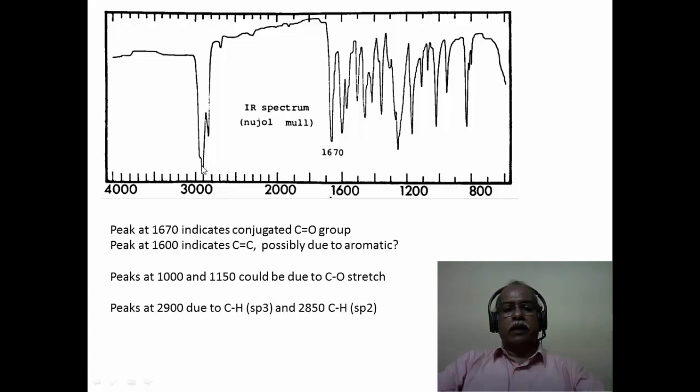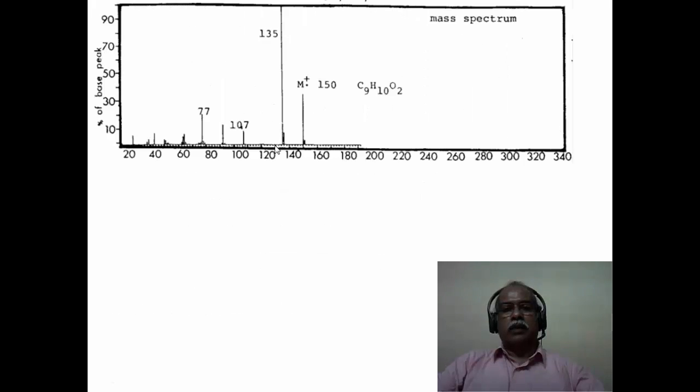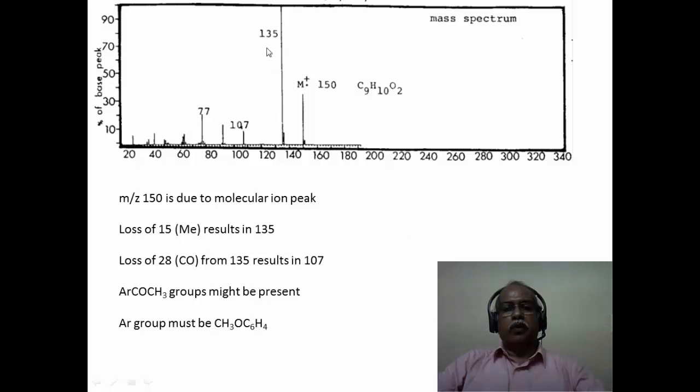And the peak at 2900 to 2850 corresponds to the sp3 and sp2 type of CH stretching frequency, which is fairly intense in this region of 2800 or so. The mass spectrum of the compound is seen here. The molecular ion peak comes at m/z value 150, and 15 mass units, which is the loss of a methyl group, corresponding to 135, is seen here very clearly. And from 135, if you lose a carbon monoxide molecule, 28 mass units, you get 107, and from 107 you get the fragmentation peak which corresponds to 77 in this particular case.